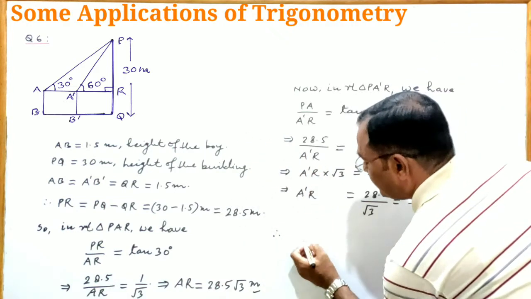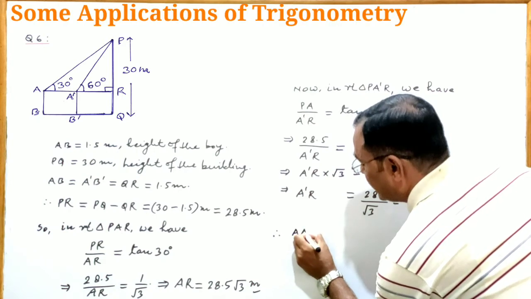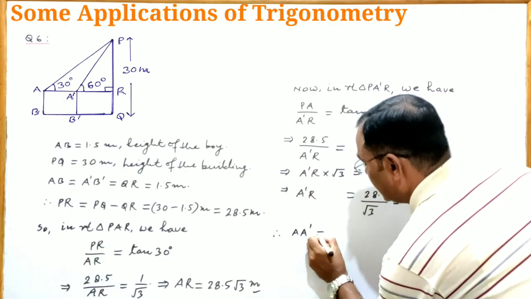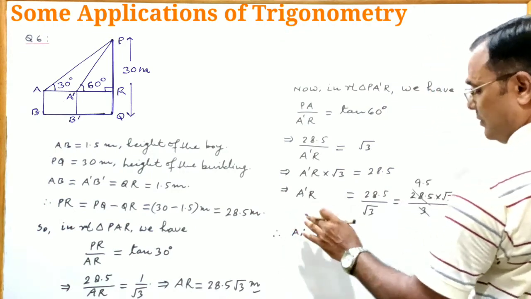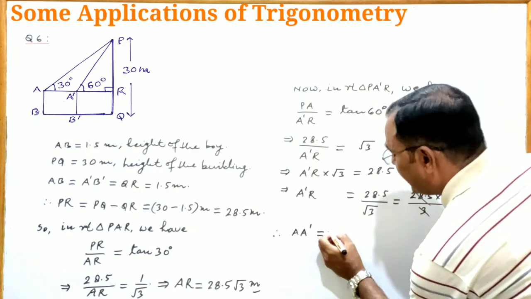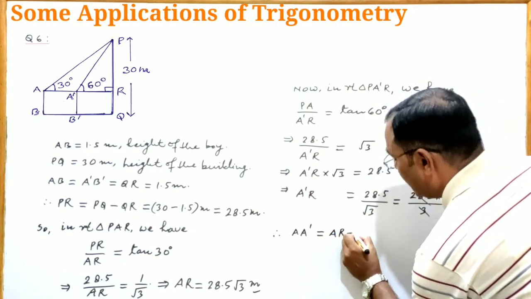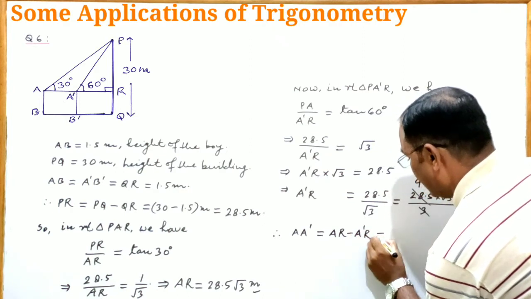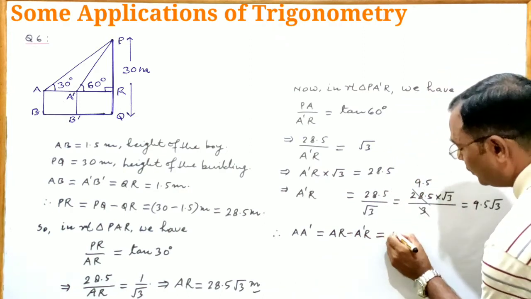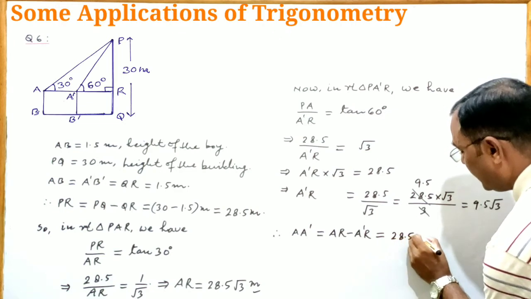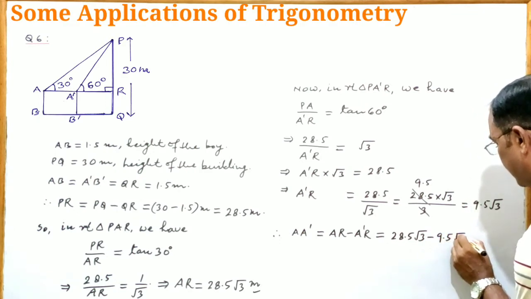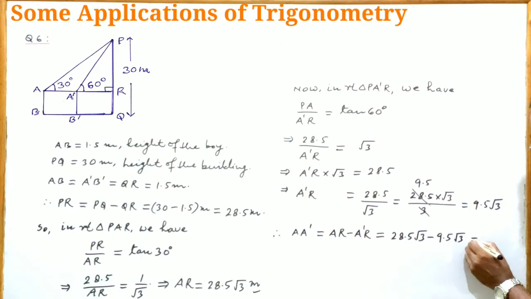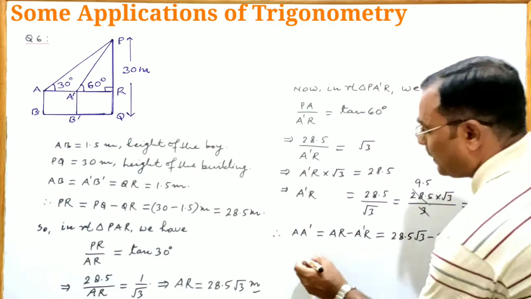A dash, so A dash is equal to, or we can write BB dash. A dash BB dash equal. So A dash equal to AR minus A dash R, and this is equal to 28.5 root 3 minus 9.5 root 3, which is equal to 19 root 3.